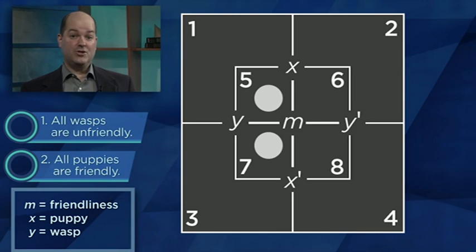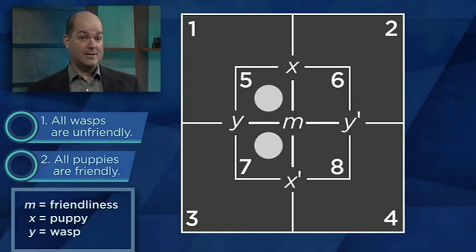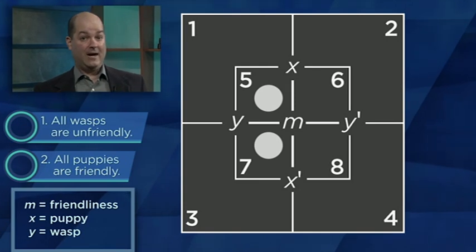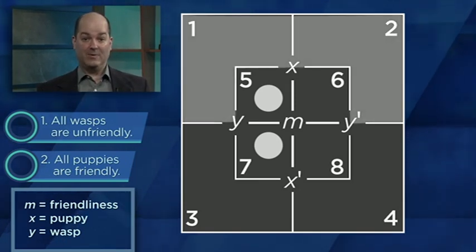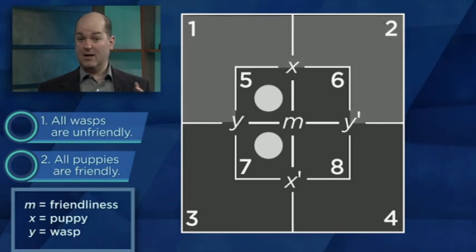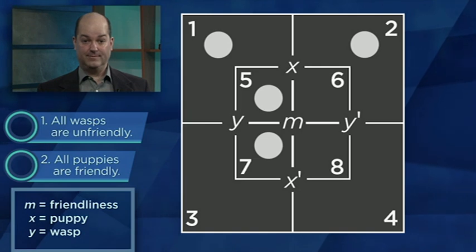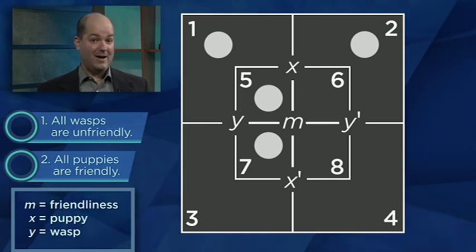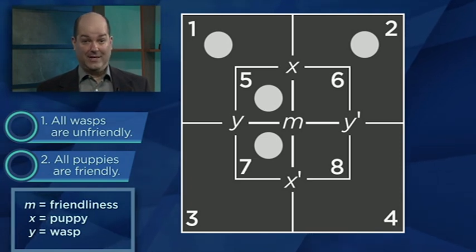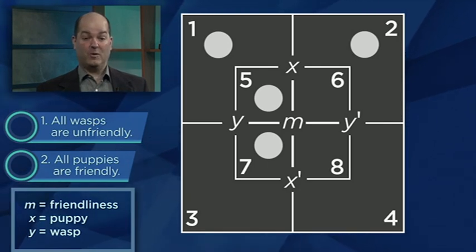Similarly, statement 2 implies that no puppies are unfriendly. Now, if there were unfriendly puppies, they would be found in regions 1 and 2, but since there are none, they receive gray counters as well. But there's actually more information to be had from our premises. After all, we know that puppies and wasps actually exist. That means there must be a red counter somewhere. But where?